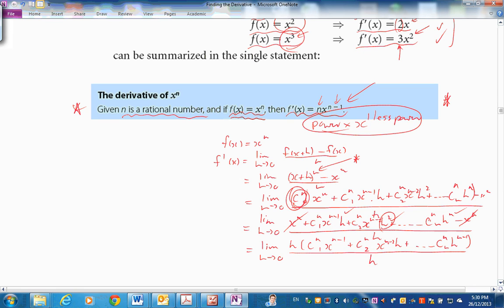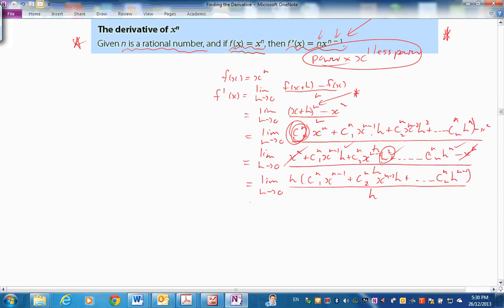Okay, are you still with me? This is fairly hard, a bit beyond standard level here. Okay, now we will cancel this with the proviso that h is not equal to 0. Okay, what have we got left? The limit as h tends to 0 of C(n,1) x^(n-1), plus C(n,2) x^(n-2) times h, they've all got h's in them, down to C(n,n) h^n. Oops, shouldn't be n take 1 there. Up there it should have been just n, shouldn't it?